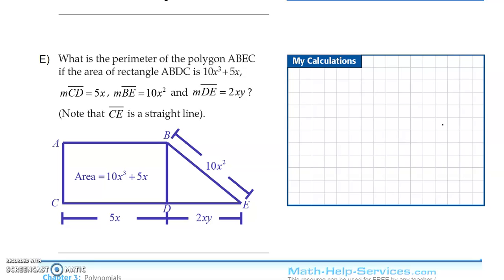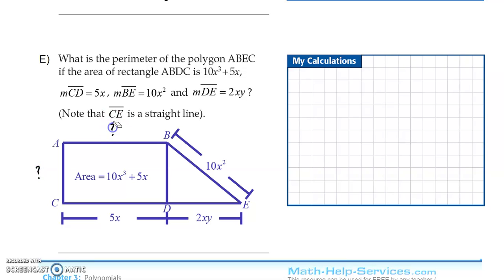Letter E. They're asking you to treat this trapezoid as a rectangle and a triangle. You have to figure out the perimeter of the entire polygon, and they're telling you the area of the rectangle. So we have a few of the sides. We still need to find that length, AB, and that length, AC.